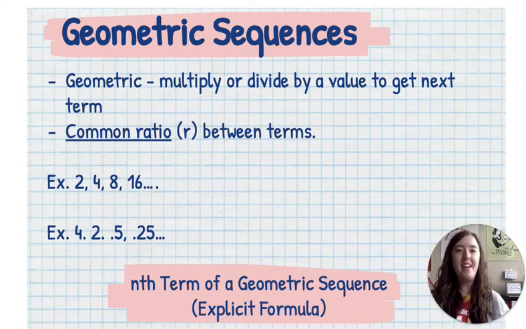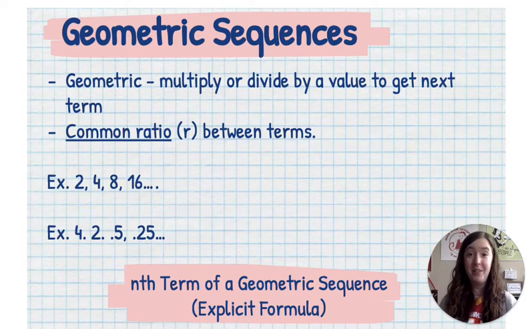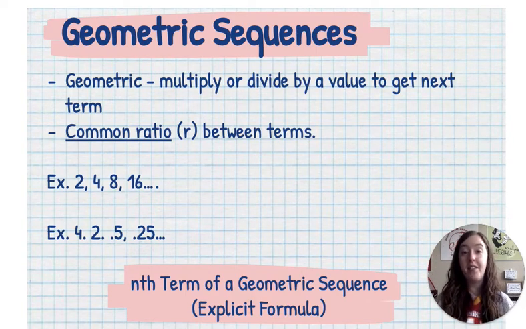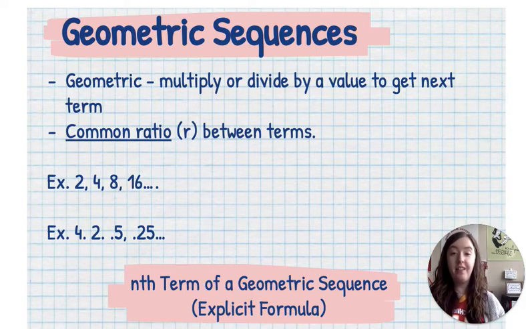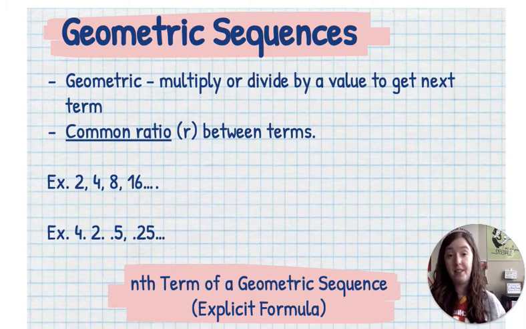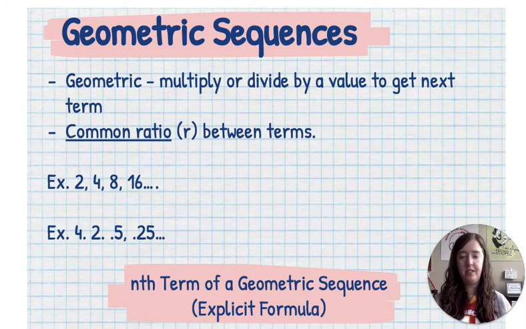Hey everyone, today we're going to talk about geometric sequences. The difference between a geometric sequence and an arithmetic sequence is that in geometric sequences you have to multiply or divide by a value to get the next term. Remember, in arithmetic sequences you had to add or subtract the same number to get the next term.